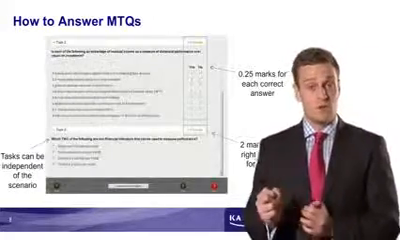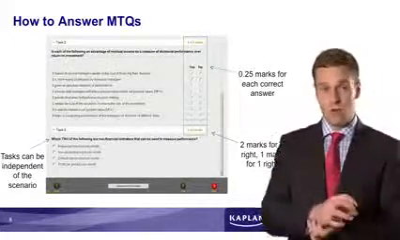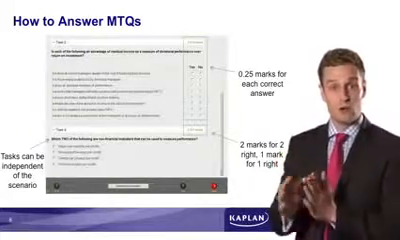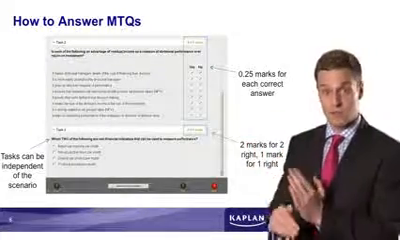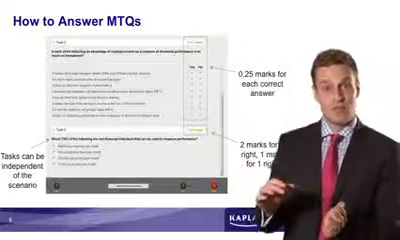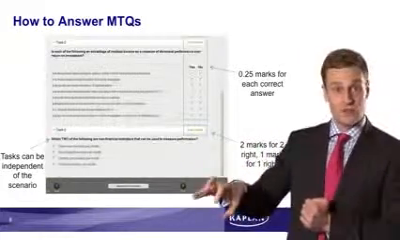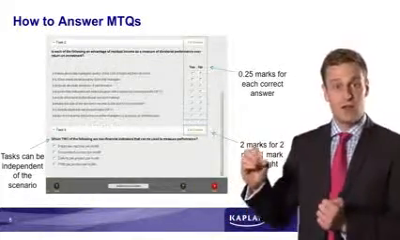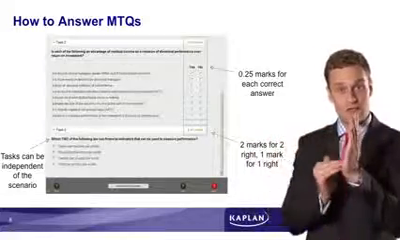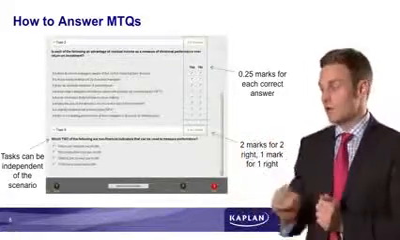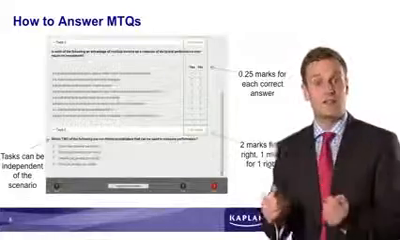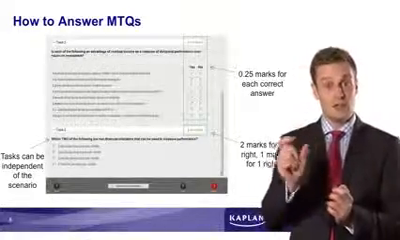Something else that's changed with these MTQs is that whereas before, if you got a part wrong of these multiple choice questions or multi-task questions, you wouldn't get any marks. In the MTQ section, so section B of your paper, you'll get credit for each individual line you get right. So in this section, for example, we've got 8 questions asking us yes or no for each question.